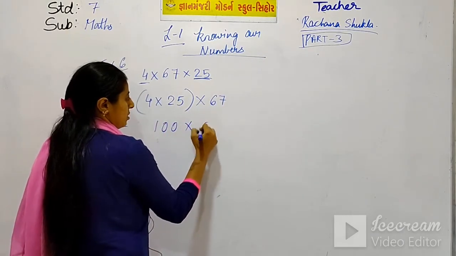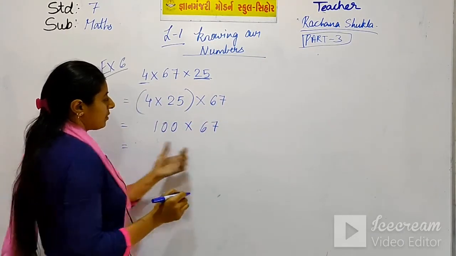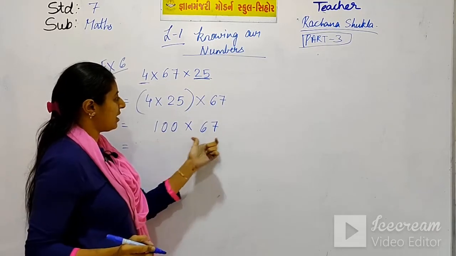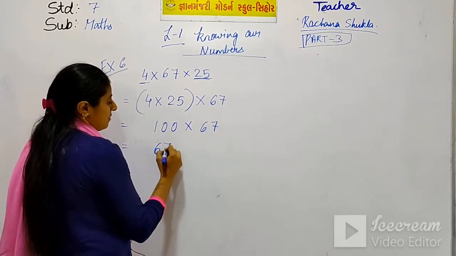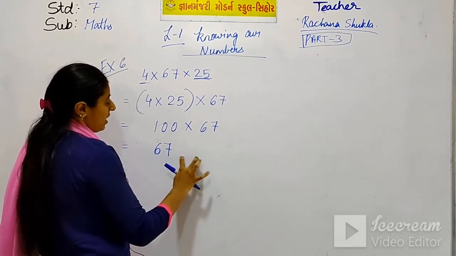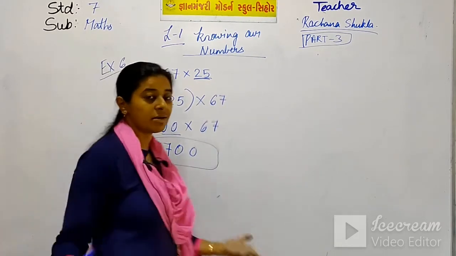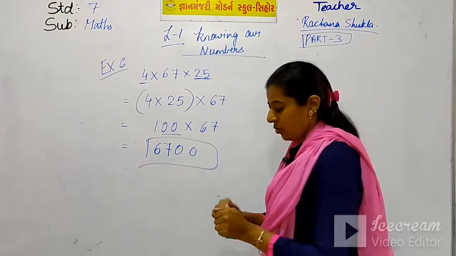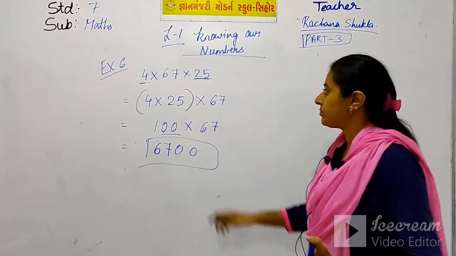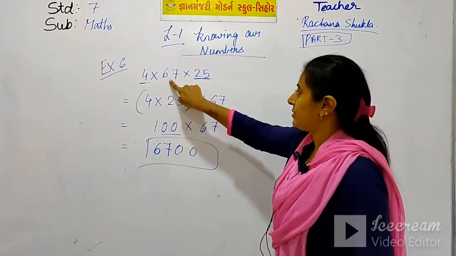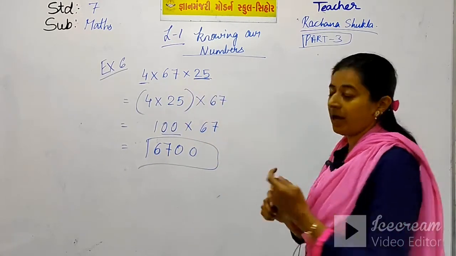100 into 67 is equal to, if you have 100 into 67, your answer will be 67, and behind these two zeros. See, this is your answer. Very quickly, once again I will teach you. 4 into 67 into 25.